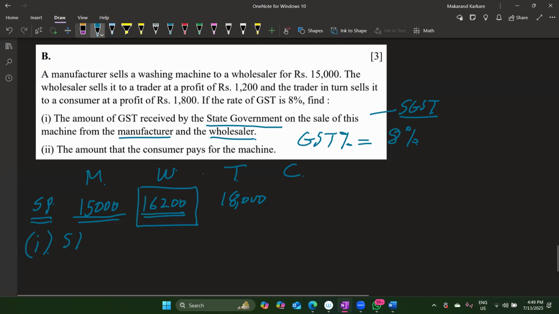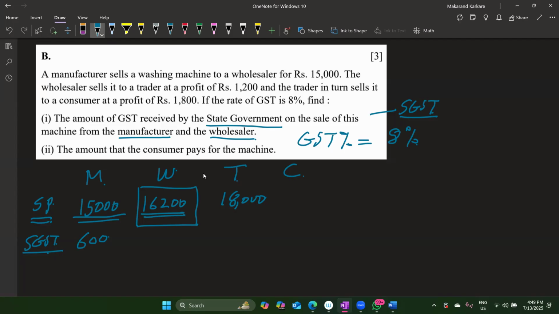Okay, let us look at it this way. On 15,000, what is going to be, let's call SGST only. Okay, remember SGST is half of GST. So what is SGST percent? 4%. So on 15,000, what is going to be 4%? 600. Is it not?